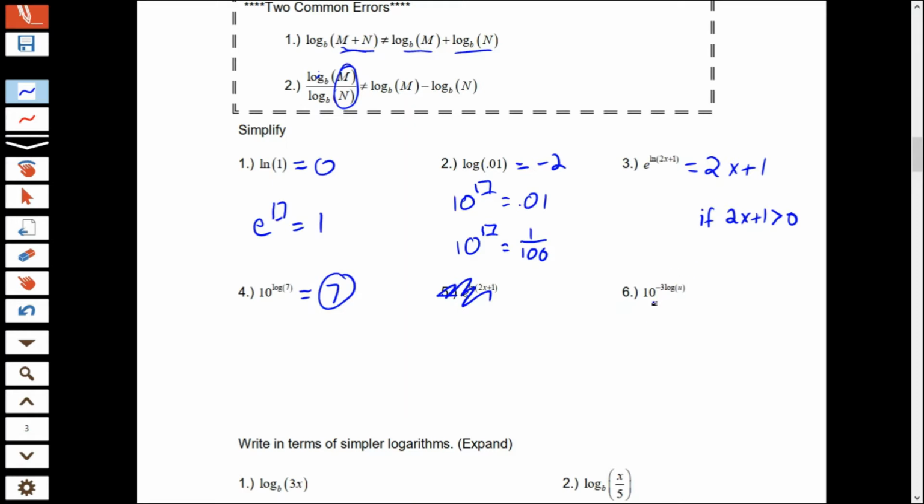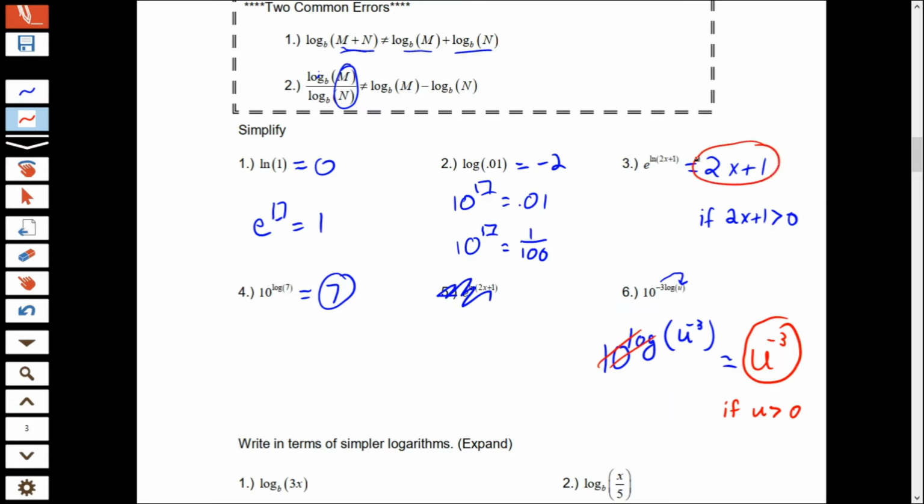Over here, we are going to use a property of logs in order to do this. This would be really great if it was just 10 to the log of something having to do with u. Well, we can use the power property and bring that exponent up there and attach it to the u, and now use our property that inverses will cancel out, and this is u to the -3rd. Of course, this is if u is greater than 0. All right. So there's just a few little practices.